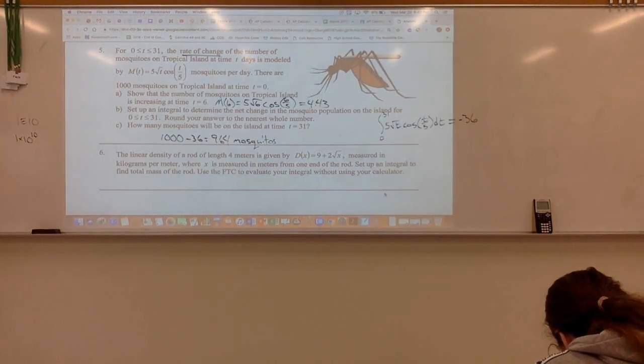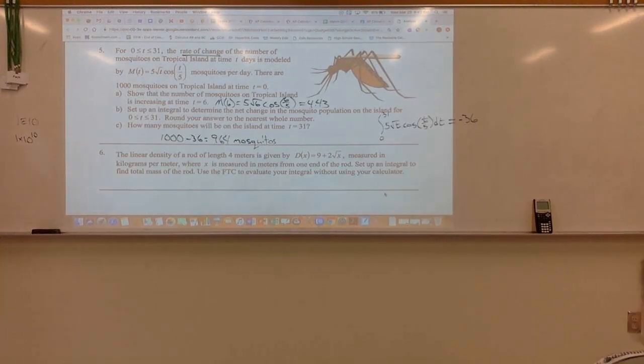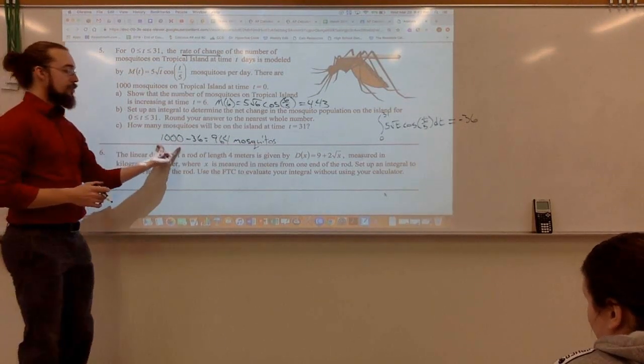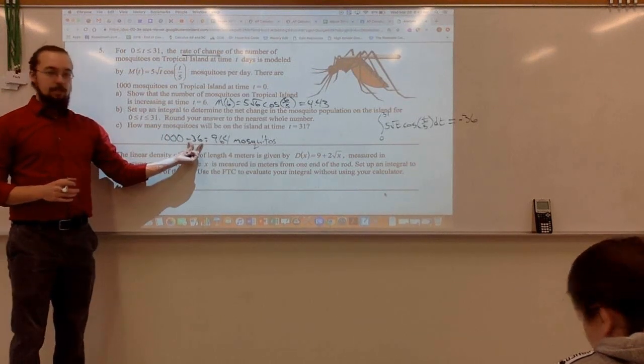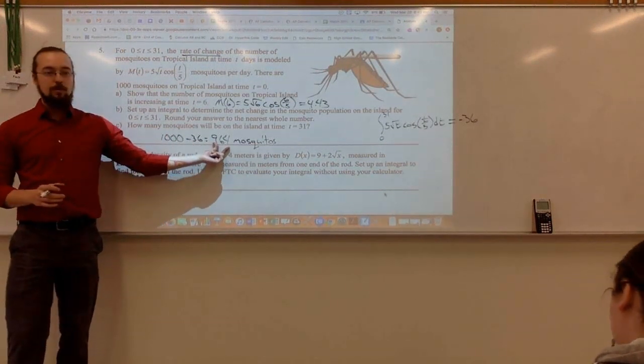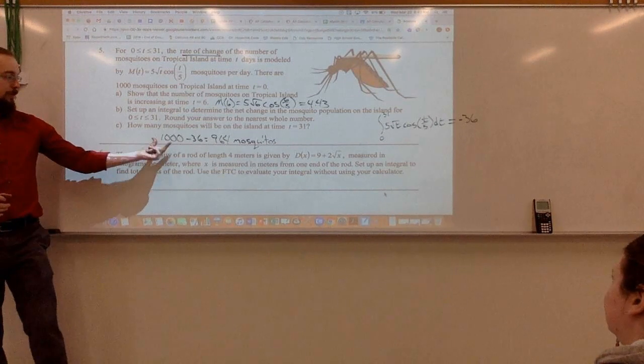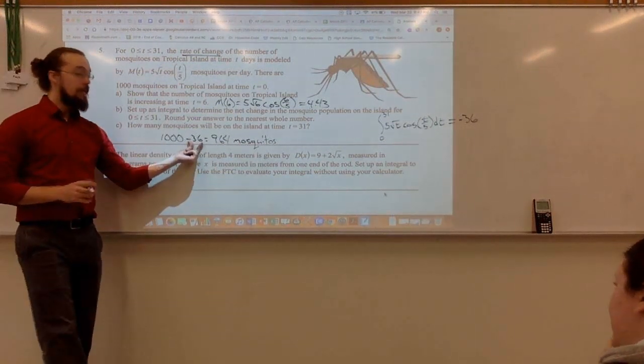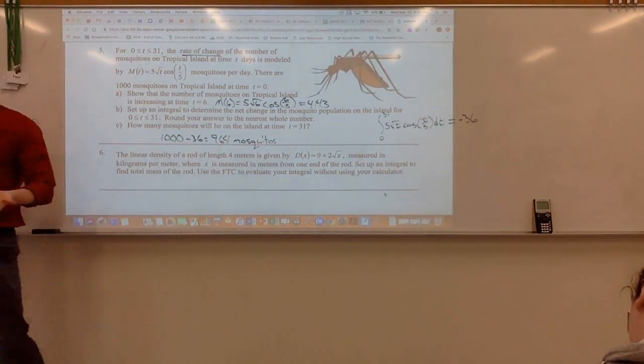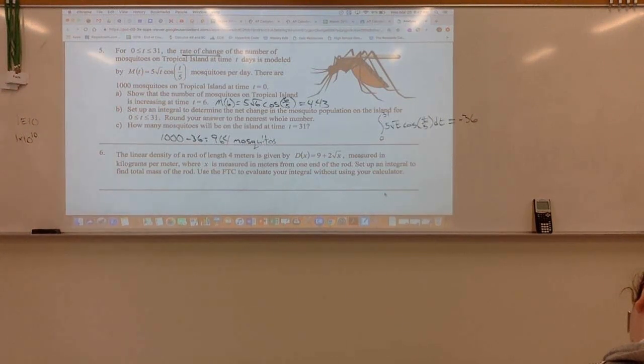You okay with that one? This is that idea of initial value plus net change equals final value. We started with 1,000. Our net change was negative 36, so our final value is 964. Good with that one?